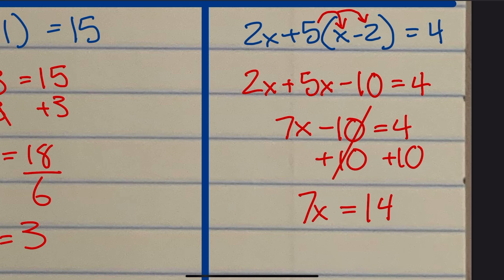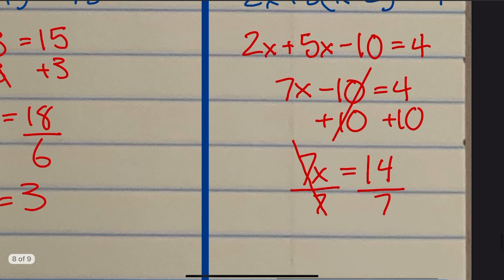All right, then we have 7 times x. So to get rid of the 7, I'm going to divide by 7. That's going to turn these into a 1. And that'll leave me with x equals 14 divided by 7, which is 2.